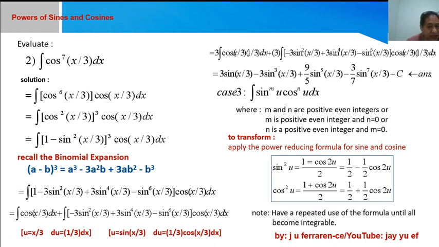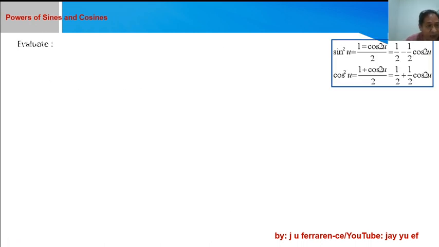Okay, here is the application of this transformation formula. Now, if the exponent is much greater than 2, you need to have a repeated use of the transformation formula until everything becomes integrable. Here is the example. I have the square of a cosine where my u is 3y.